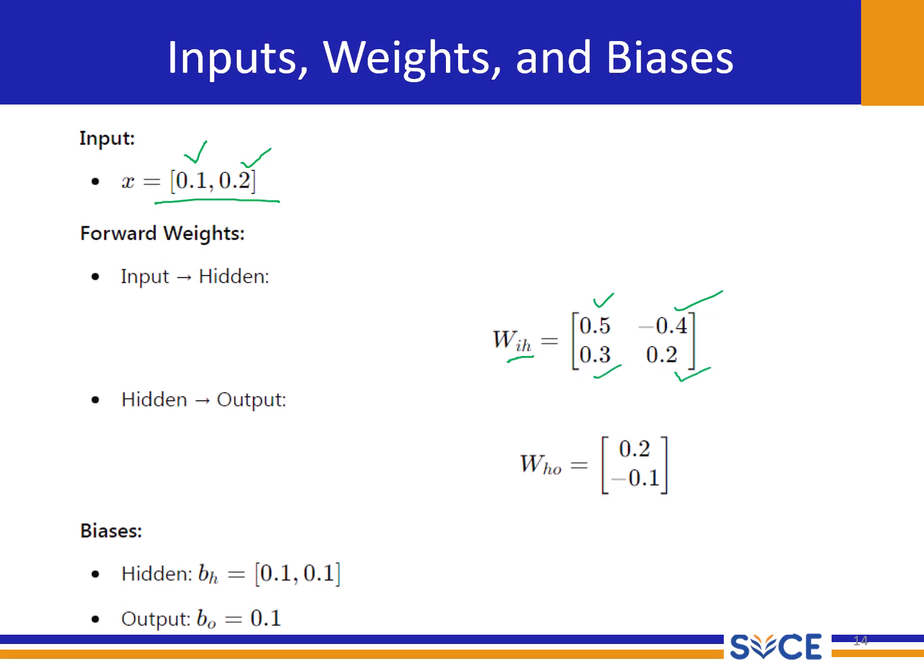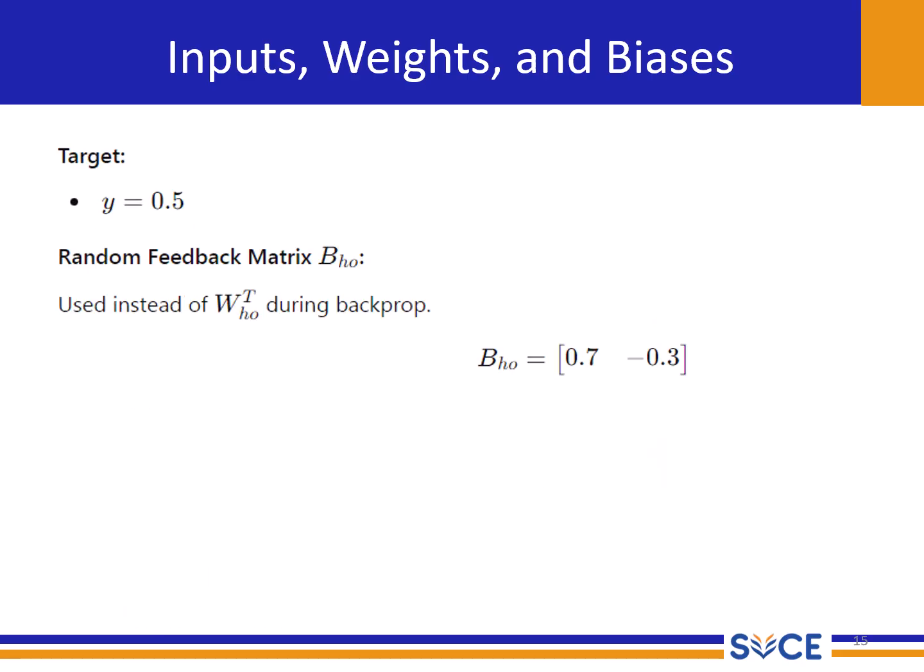There is a connectivity between the hidden nodes and the output node, given by the weight matrix WHO, that is hidden to output layer, which is 0.2 and -0.1, and there are biases. For the hidden layer, the bias is 0.1 and 0.1, and for the output layer the bias value is 0.1, and the actual target value is y equal to 0.5. Then it uses the random feedback matrix BHO, that is hidden to output, which is given by 0.7 and -0.3.